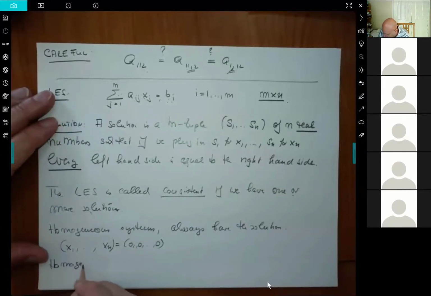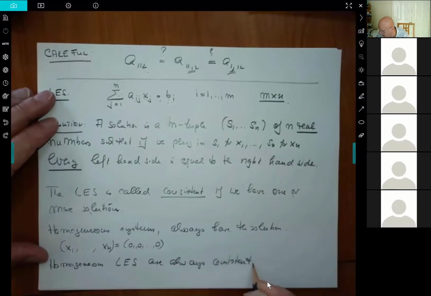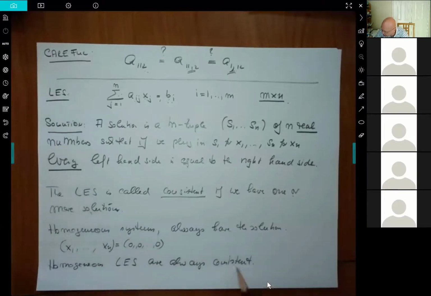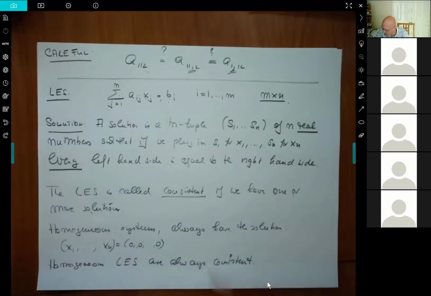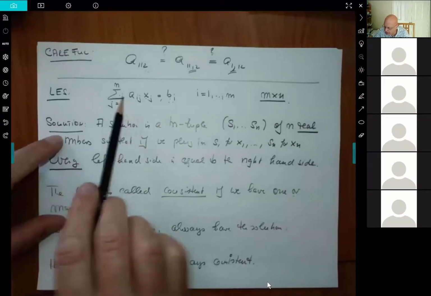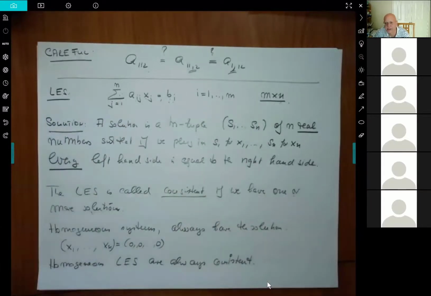So homogeneous linear equation systems are always consistent. So that's a nice thing about homogeneous systems. We always know at least one solution. It can never happen that they have no solutions. So this is our first little result. And this is true in the general case, m by n. So it's not important that we have only 2 or 3 variables here.